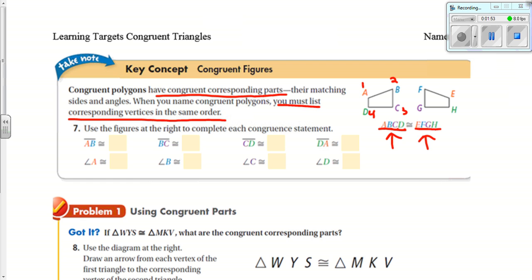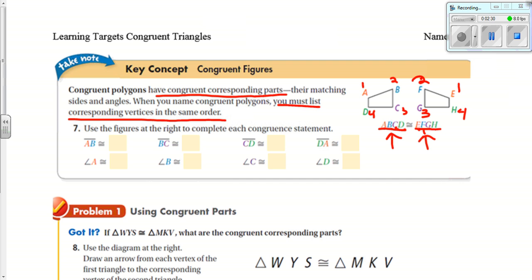Taking a look at this one over here, if I were to start in the same location, I'd be starting with F. But if I look down here at the name, the first vertex is E. So E is the one that is congruent to A. The second vertex is F, which is congruent to B. G is third, so G is congruent to C, and then H is fourth, so H is congruent to D. Shapes can be flipped around and facing all different directions. We need to make sure that we are identifying them, naming them, and knowing the correct direction so we know which ones match up.